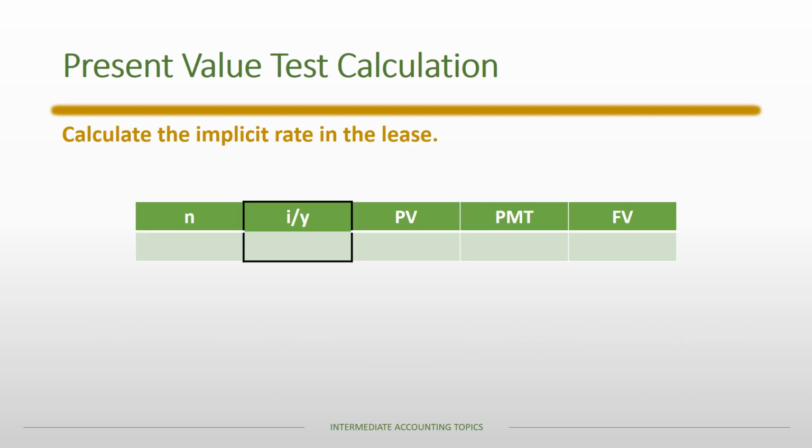As I mentioned in an earlier lecture, we do need to start by calculating the implicit rate in the lease. It is a 5-year lease. Currently, the market value of the right of use asset is $350,000. Each payment is $85,000, and the estimated residual value of the asset from the lessor's perspective is $50,000. And so now we have enough information to calculate the implicit rate. In this case, that implicit rate is 10.34%.